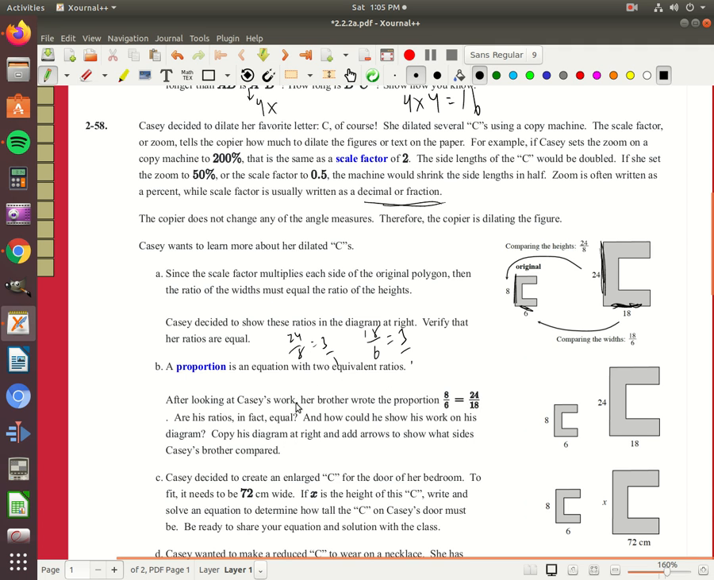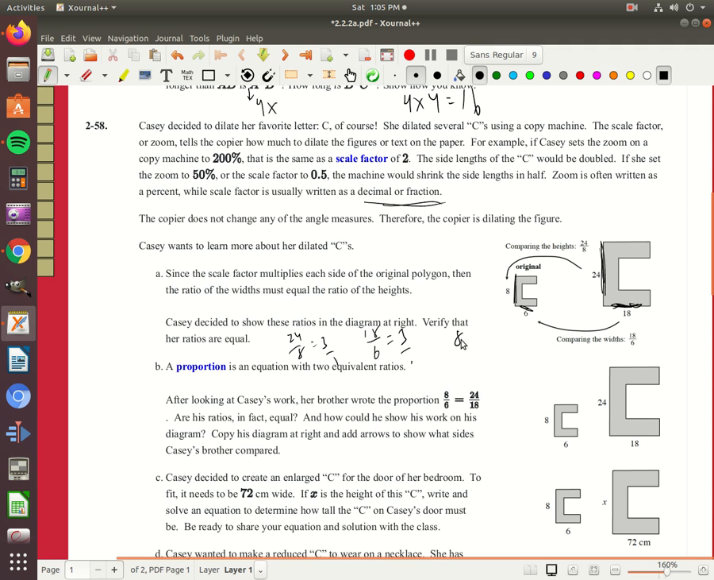So after looking at Casey's work, her brother wrote the proportions as 8/6 compared to 24/18. Are his ratios in fact equal? Well, he's not comparing the big triangle, the big C, to the small c. What he's comparing is the height of one c to the width of that c, and the height of the other c to the width of the other c.